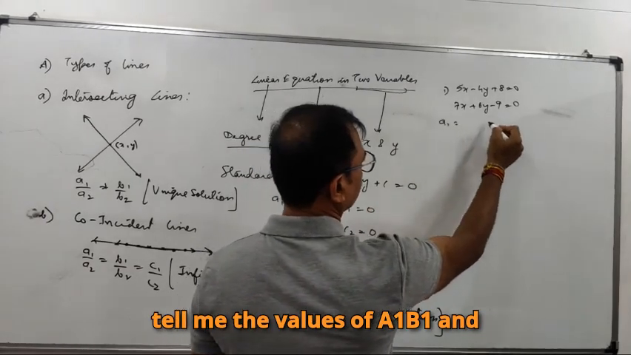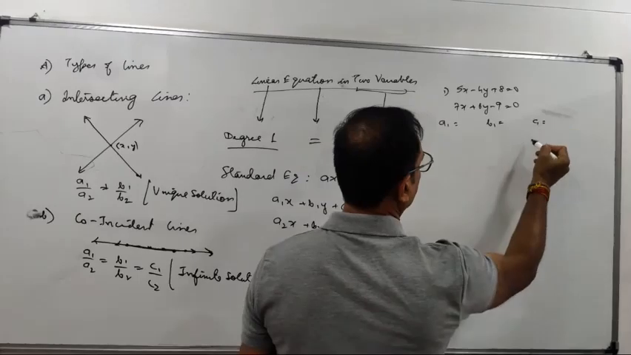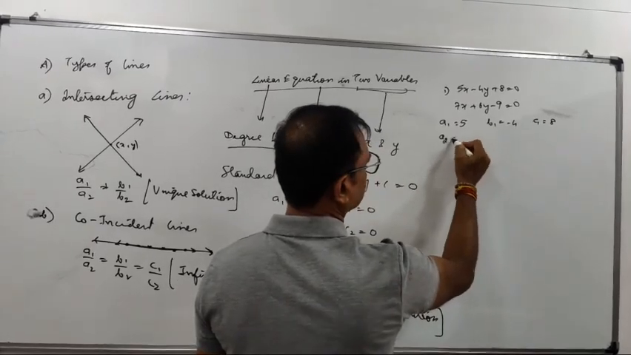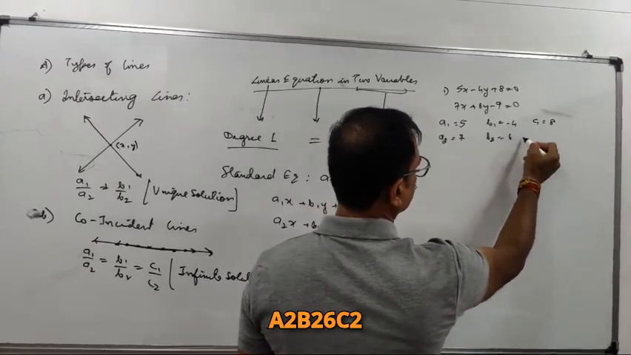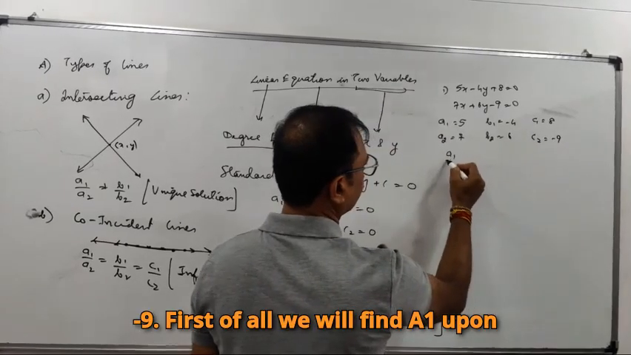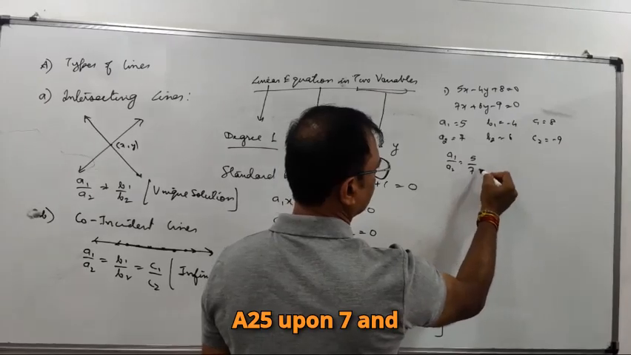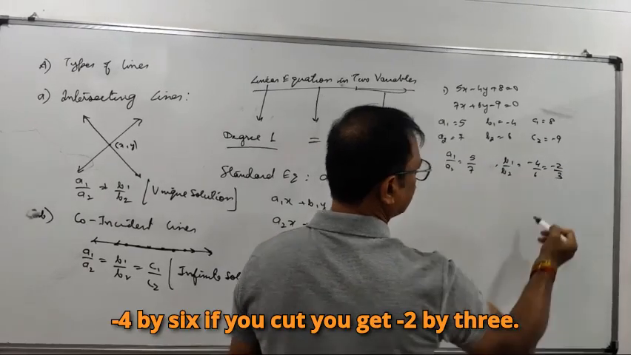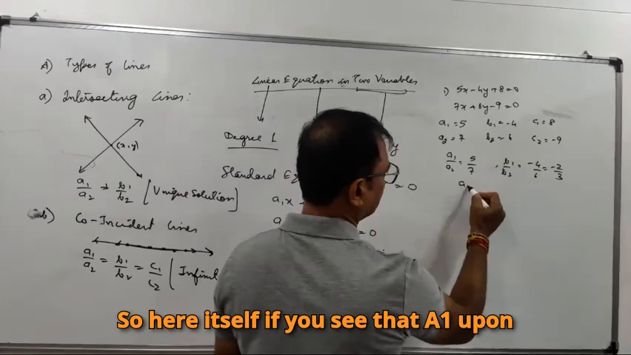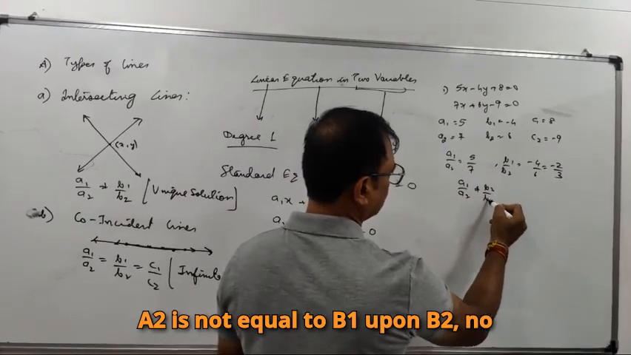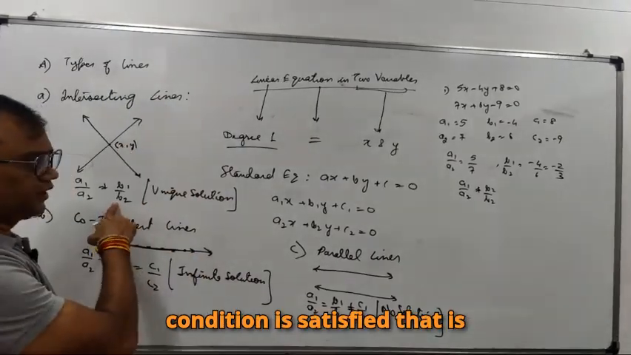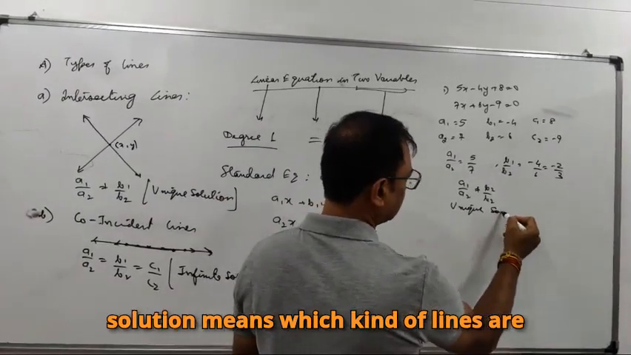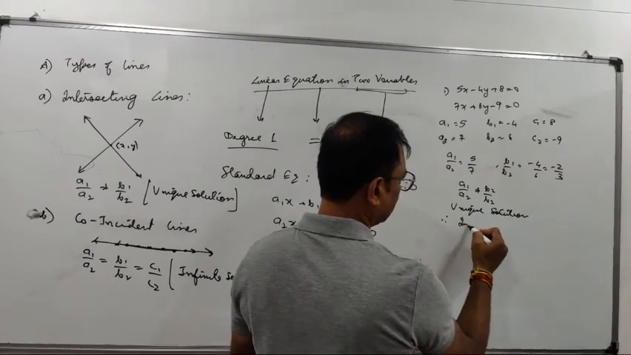So first of all, can you tell me the values of A1, B1 and C1? A1 is 5, B1 and C1. Similarly, A2 is 7, B2 is 6, C2 is minus 9. First of all, we'll find A1 upon A2, 5 upon 7, and B1 upon B2, minus 4 by 6. If you cut, you get minus 2 by 3. So here itself, you see that A1 upon A2 is not equal to B1 upon B2, no need to find C1 upon C2. Our first condition is satisfied, that is unique solution. So if it is a unique solution, which kind of lines are they? Intersecting lines. So therefore, intersecting lines.